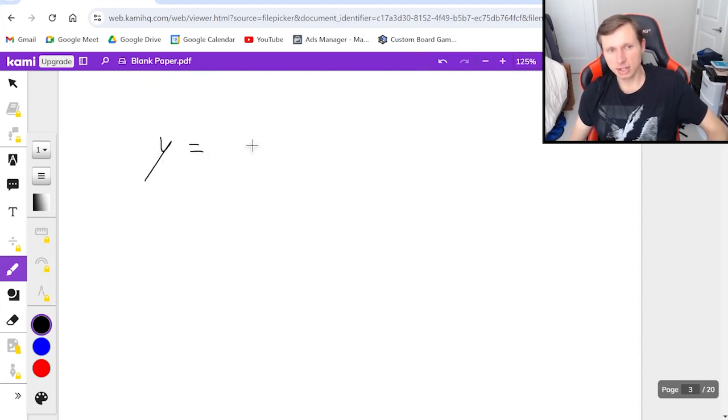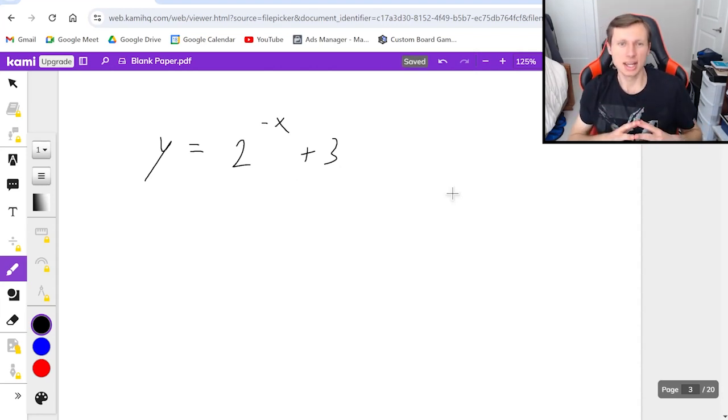The first one I have here is the function y equals 2 to the negative x plus 3. And for this problem, I want you to make a table of values, I want you to state the transformations, and then finally I want you to graph it. Now I'm going to help you with this first one because this is kind of complicated.